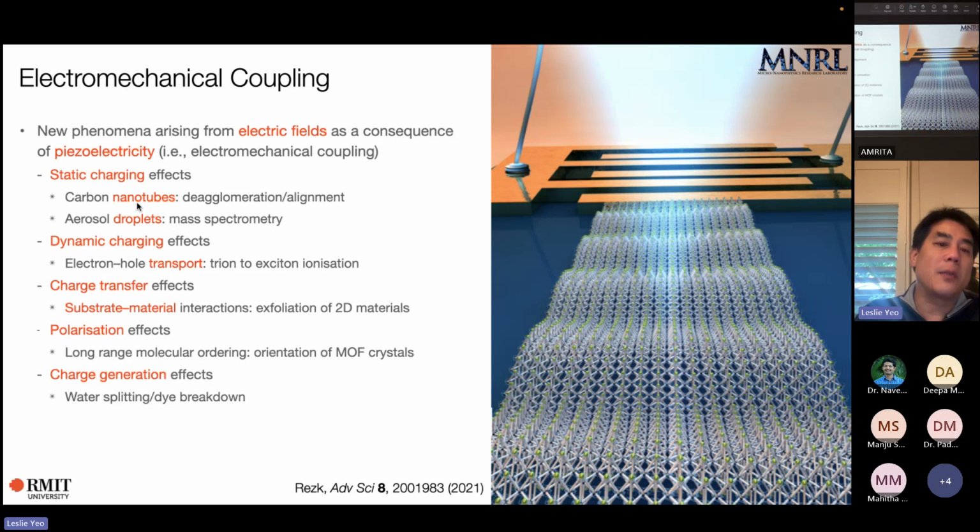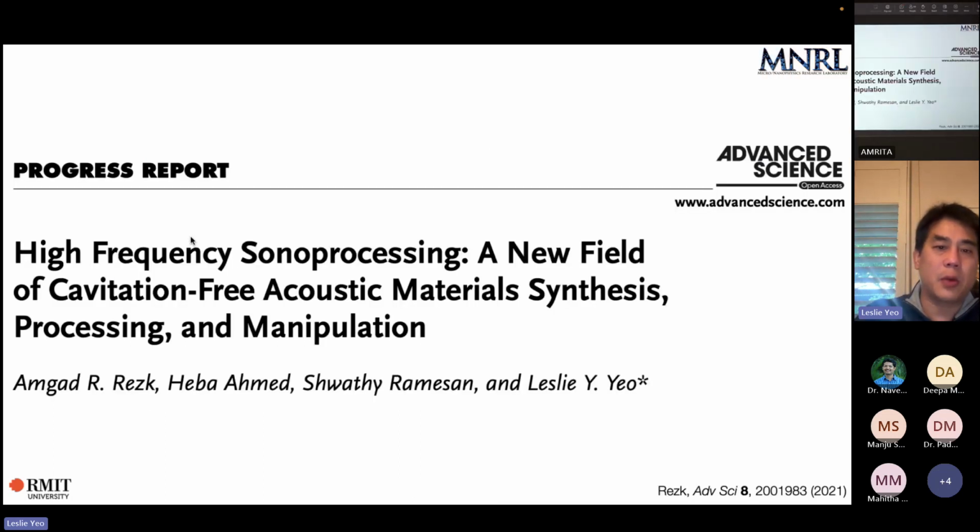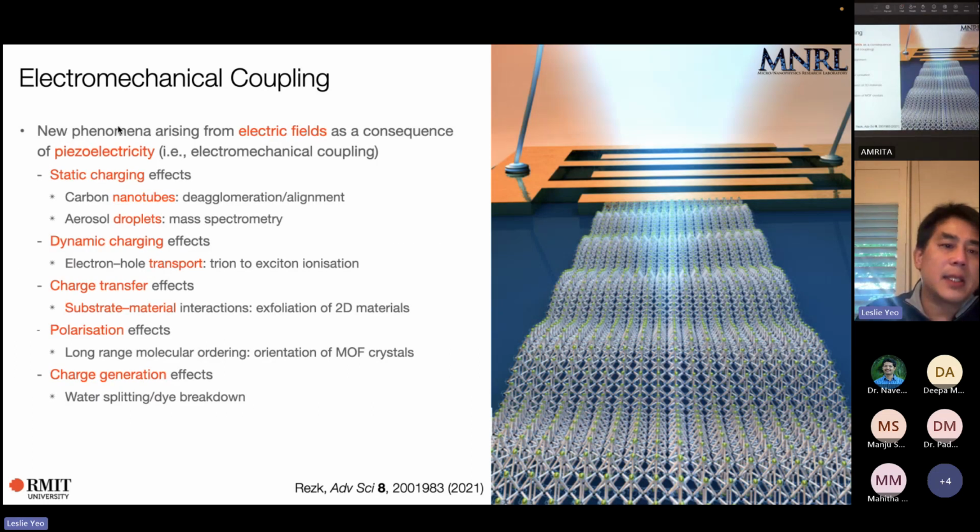I didn't have time to talk about the rest of the things, but if you're interested, we've published a review on this, where we talk about the other things like static and dynamic charging. We can and do charge injection as well, charge transfer. We've seen polarization effects and these charge generation effects.